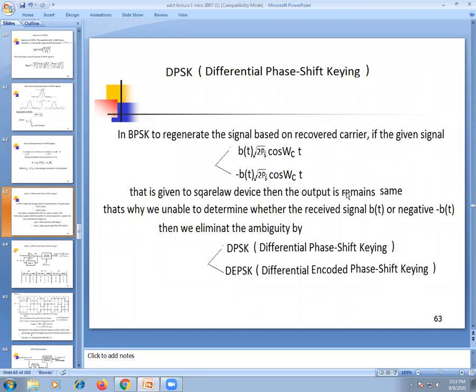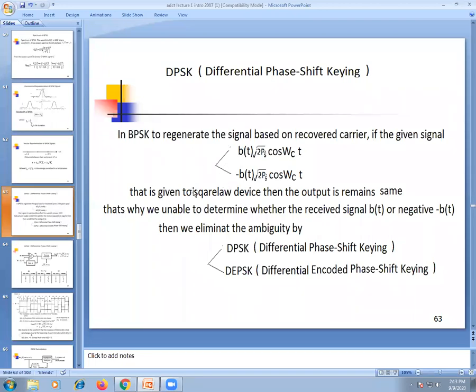So that is an ambiguity. That is the ambiguity in the BPSK. Is it not? Because of using the square law device, the squaring of a positive or negative value is positive. That's why the recovered carrier is the same. If the recovered carrier is the same, we are unable to identify whether the polarity is positive or negative.